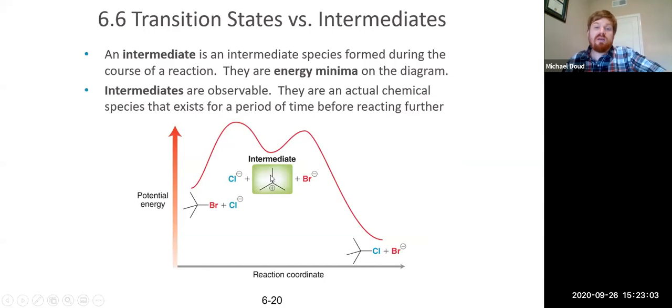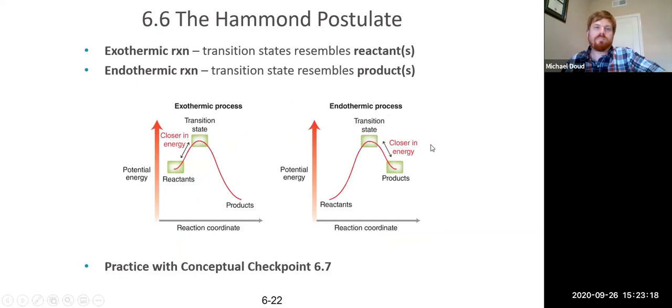Okay, intermediates can be observable. Depending on the situation, you expect them to be observable, and they do exist for a period of time rather than just being a place where it passes through. And keep in mind, these intermediates are the energy minimum. And this is what I was just talking about. If you have an exothermic reaction, the transition states are going to resemble the reactants because they're closer in energy. Whereas if you have an endothermic reaction, the transition state more closely resembles the product.